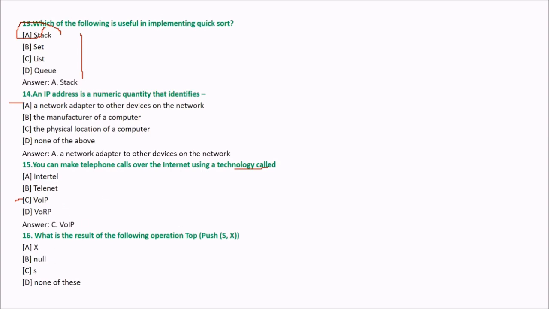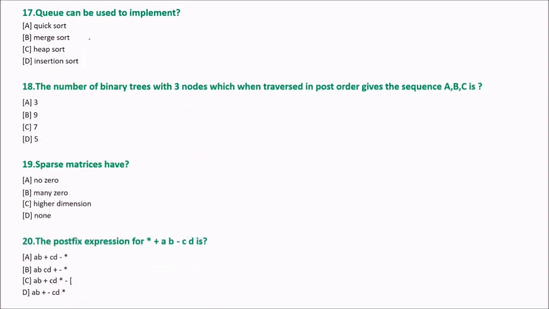What is the result of the following operation? Push X on the stack, now you're putting X on it, then top. What will you get? The answer will be X. Because you have pushed X, the top will be pointing to X, so taking the top of this will be X only. Next is, a queue can be used to implement what? We have just seen a similar question. The answer is quicksort.